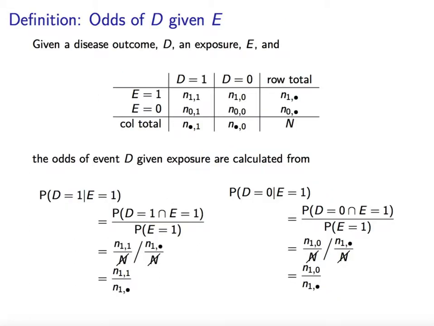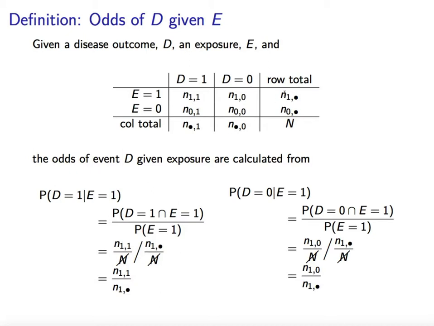Now let's go ahead and define the odds of an outcome D given an exposure E. We usually think of this in terms of the odds of disease given an exposure. If we fill this table with all of our observations, we have N11 individuals that were exposed and had disease. We have N10 individuals who were exposed and did not have the disease. We have N01 individuals who were not exposed and had the disease. N00 individuals who were not exposed and did not have the disease.